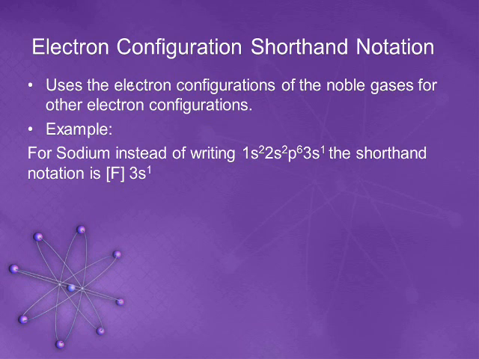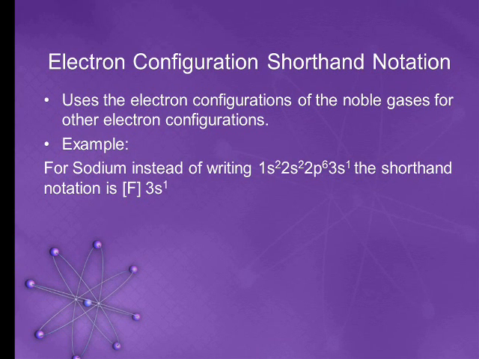Now there's a shorthand notation we'll use, and it uses the electron configurations of the noble gases for the other electron configurations. For example, for sodium, instead of writing this long 1s2, 2s2, 2p6, 3s1, the shorthand notation is just [Ne] 3s1. So we go back to the preceding noble gas, then we write what comes next. And we'll show you many examples of this.